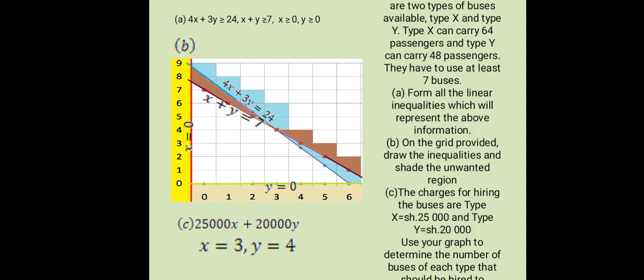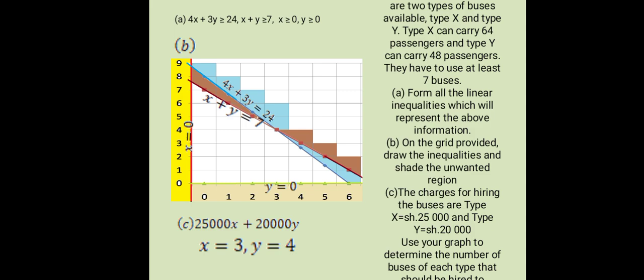A school has to take 384 people for a tour. There are two types of buses available, type X and type Y. Type X can carry 64 passengers and type Y can carry 48 passengers. They have to use at least 7 buses.